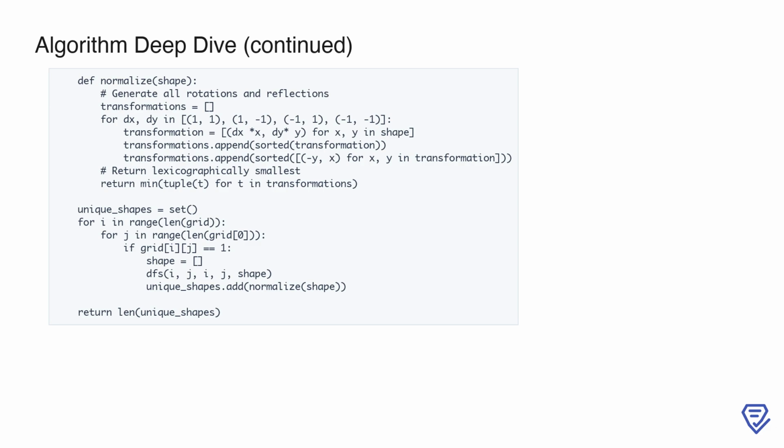In the implementation, we iterate through every cell in the grid. When a land cell is found, a DFS is performed to determine the shape of the island. The shape is then normalized using the normalize function, and the resulting canonical form is added to the set of unique shapes. The use of a set ensures that only distinct shapes are retained. Once all cells in the grid have been processed, the function returns the size of the set, which represents the total number of unique island shapes.